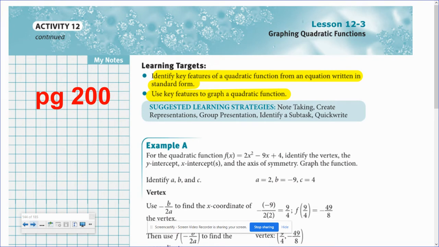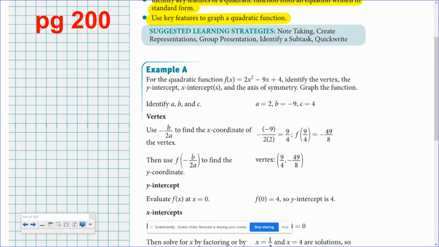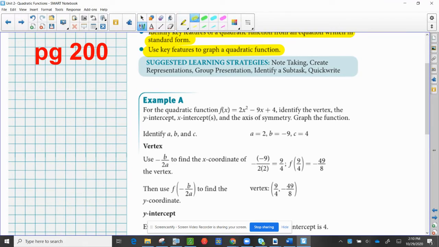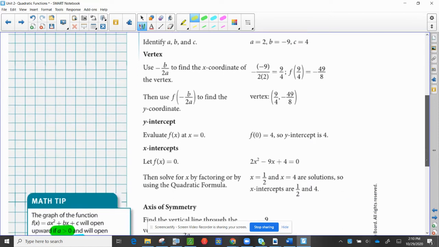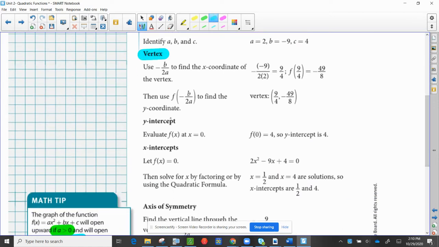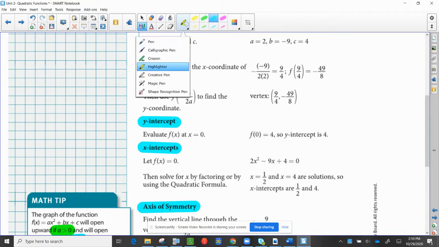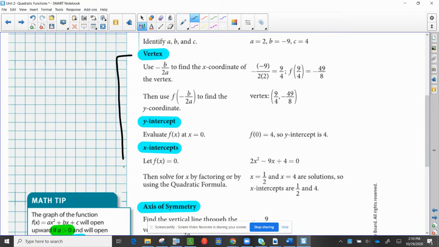So I pulled out this page in your book just because it goes over how to find the key features for each part. This is from page 200. If we have a quadratic equation that looks like this, where we have an x squared term, an x, and then a constant, in order to identify the key parts, here's what they all are. We have a vertex, the y-intercept, the x-intercept, and the axis of symmetry. Now when we do these, your axis of symmetry and your vertex actually go together. So usually I find those two things first, because the axis of symmetry does have to pass through the vertex.